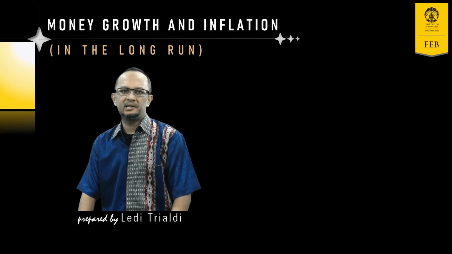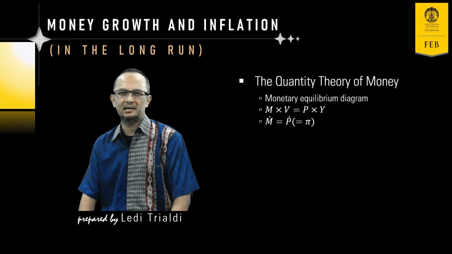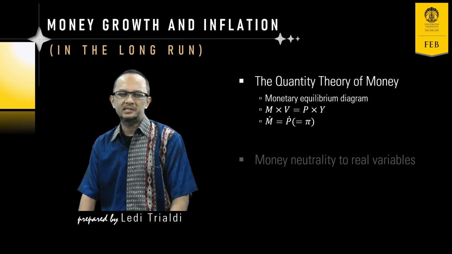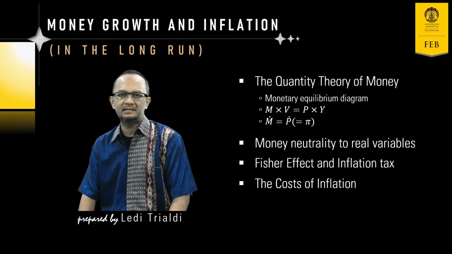I have explained how the quantity theory of money is developed by exercising the money market diagram and the quantity theory equation. In the long run, according to the theory, money growth is moving hand in hand with inflation. Money is also said to be neutral to the change in real variables. Then we have learned about the Fisher effect that applies in the long run, as well as seigniorage, inflation tax, and the cost of inflation.